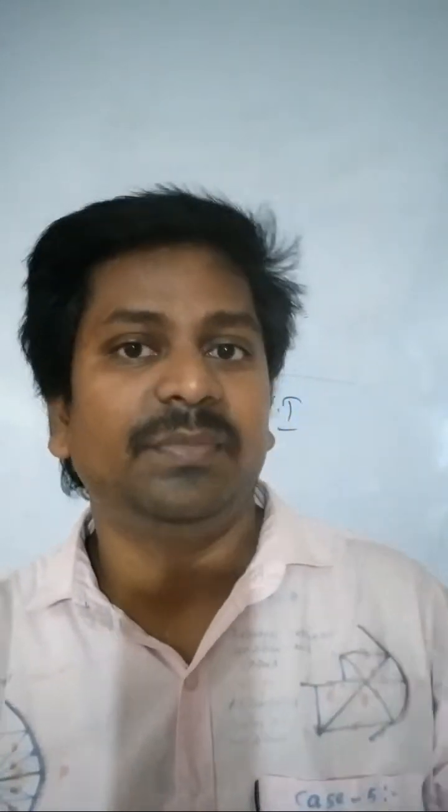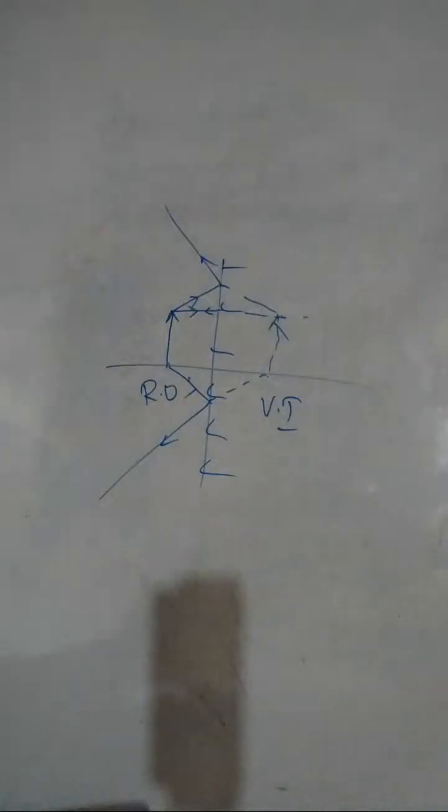If you lift your right hand, it appears on the left side. If you lift your left hand, it appears on the right side. This sideways conversion is known as lateral inversion, right? So I hope it is very clear.